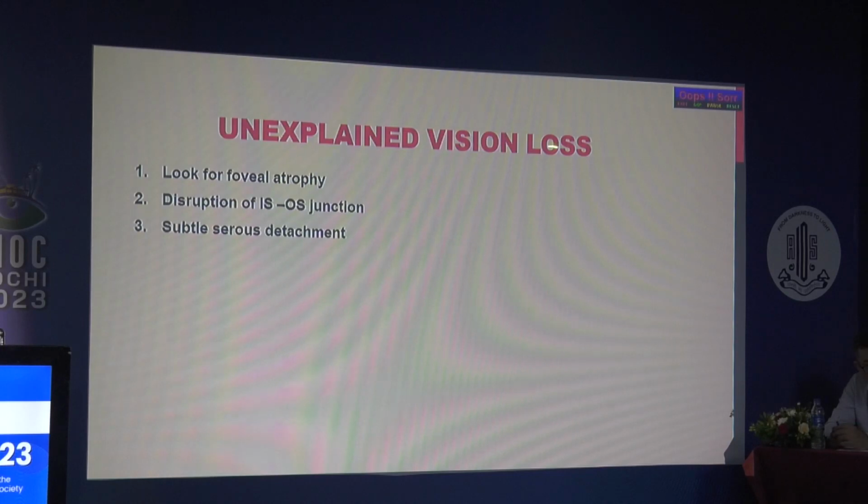When you have unexpected visual loss, you all come across unsatisfied patients and we don't know what has gone wrong. This is very important: look for foveal atrophy. The thickness of the fovea will go down, there is disruption of IS organization, and subtle serous detachment. The third one will definitely recover, but these two will never recover. So explain to the patient, try to tell them that this is the maximum we can do, we can't do much about these patients.